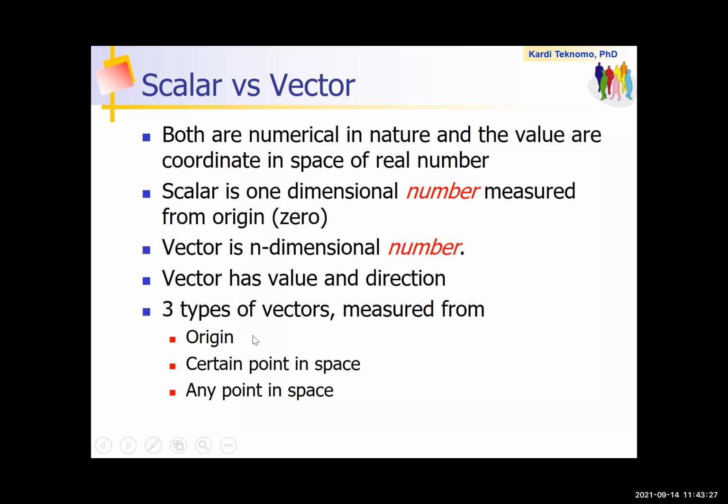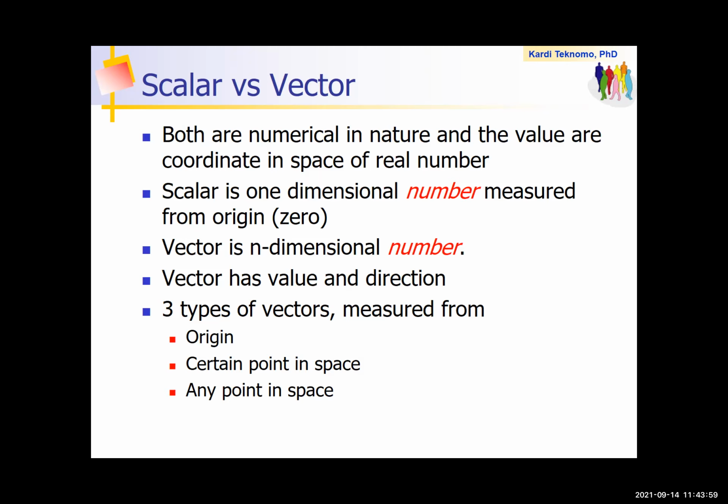Another data type is whether they are scalar or vector. Scalar is a one-dimensional number. We measure from the origin or 0. Vector is an n-dimensional number. By putting your numbers into a vector, you basically combine those numbers into one, so that it's easier to understand.